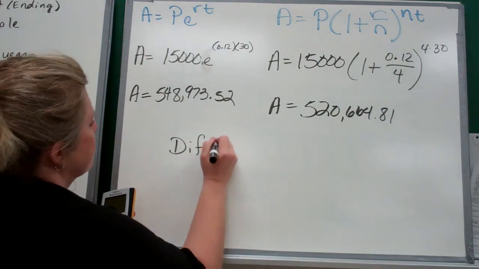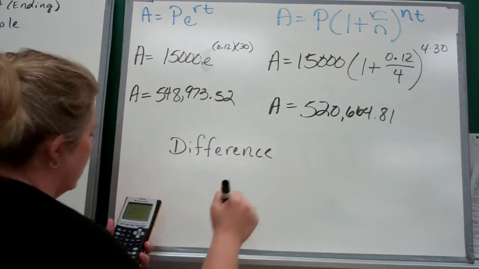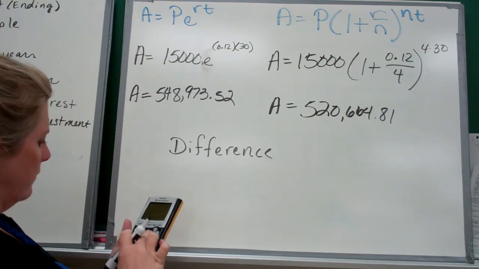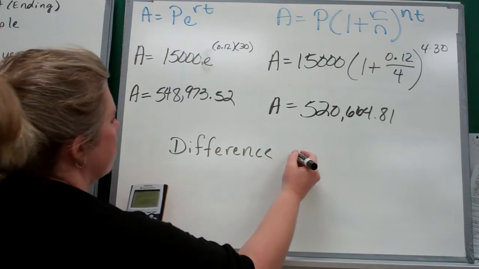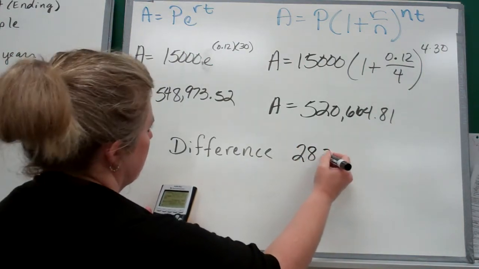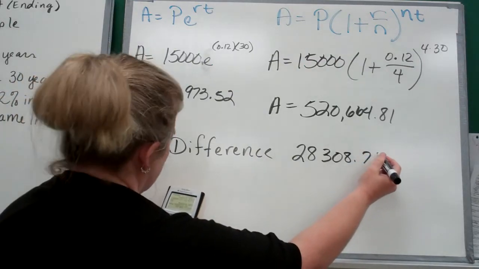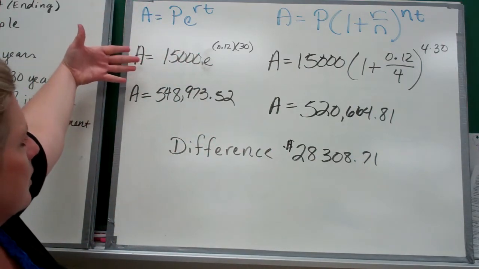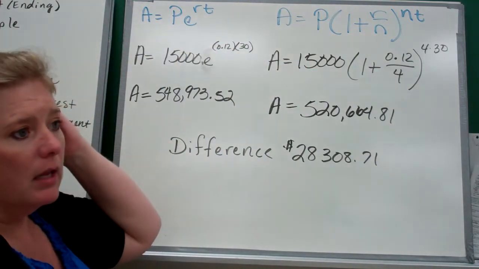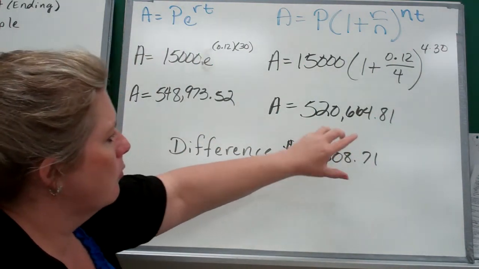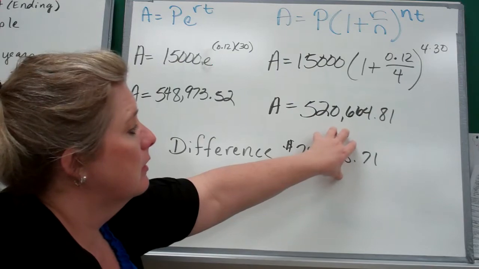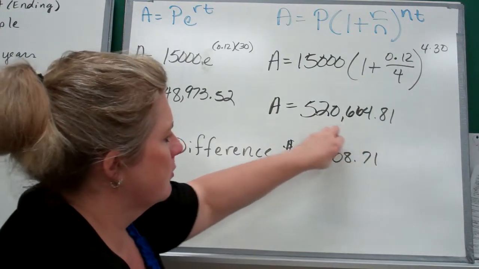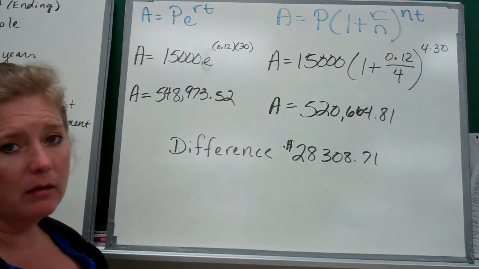The actual difference is $28,308.71. So that's compounded continuously versus compounded quarterly. If it were compounded monthly, it would be less. If it were compounded daily, this amount would be more, so therefore the difference would be less. The more often it is compounded, the better the investment.